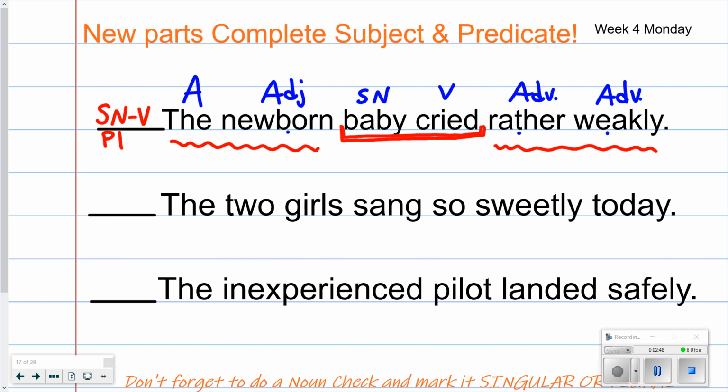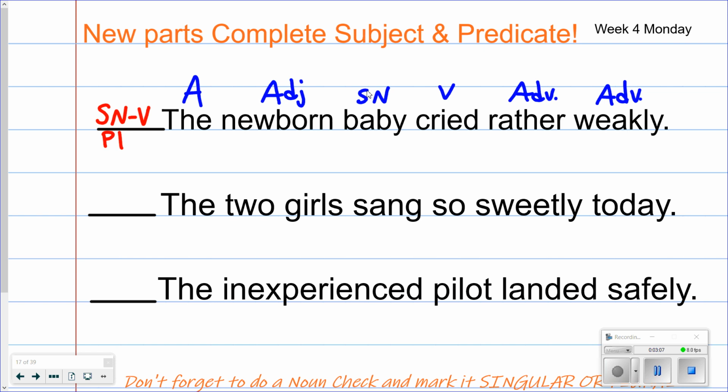So when we get to the end of telling what all the jobs are in the sentence from now on, we're going to go back to that front line and we're going to write subject, noun, verb, pattern 1. And for right now, all of the sentences we do will be pattern 1 sentences. So you don't have to worry about remembering any other patterns.